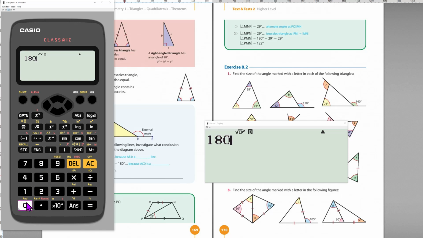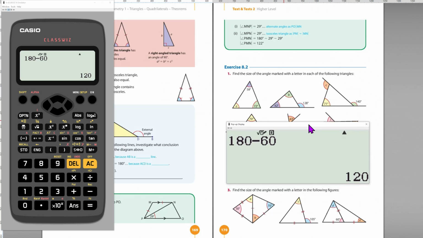180 minus 60. Sometimes you're putting in a simple calculation that you can do in your head because it has ongoing calculations, and you just want your calculator to be keeping track. Okay, so now I have, this is my two base angles. Well, one base angle will be half of that. Okay, so we have D equals 60.